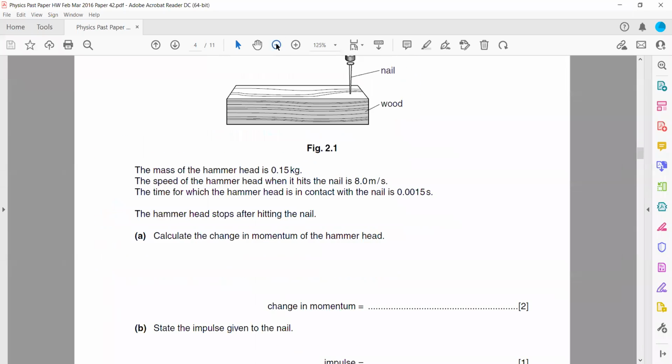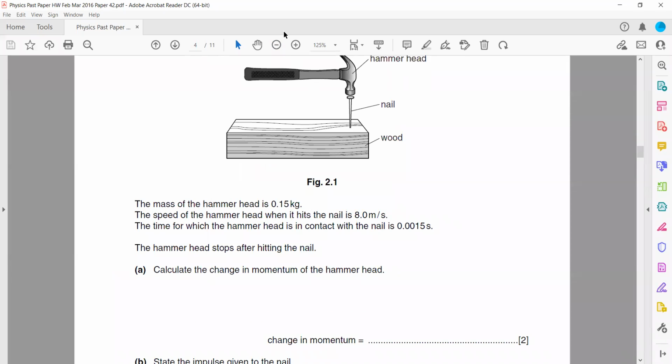So what is the formula for change in momentum? The change in momentum is final momentum minus initial momentum. The difference in momentum is called change in momentum, or we also call it impulse. And there are two formulas to get the impulse. Impulse is force multiplied by time, or impulse, the change in momentum, is the final momentum minus initial momentum.